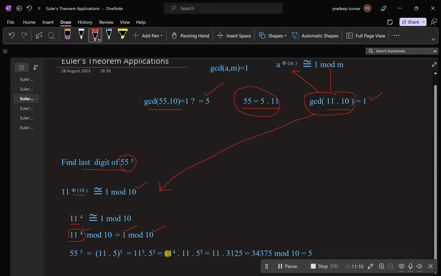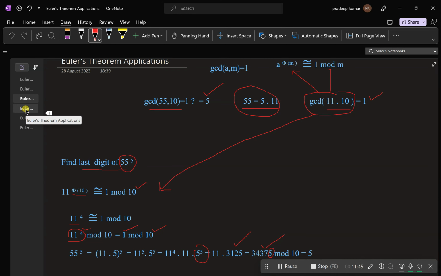So 11 to the power of 4, 1 I'll leave it. Then this 11 and 5 to the power of 5 I'll take. What is 5 to the power of 5? You take your calculator, you'll get 3125. So 3125 into 11, what will you get? 34375. And in the end, if you do a modulus operation on 34375, that is, divide it by 10 and take the remainder, you'll find that the last digit is 5. In the same way you can find the last 2 digits, last 3 digits. The same formula you can apply.